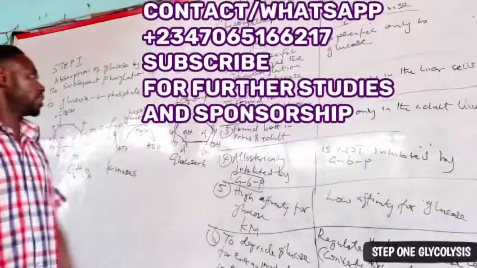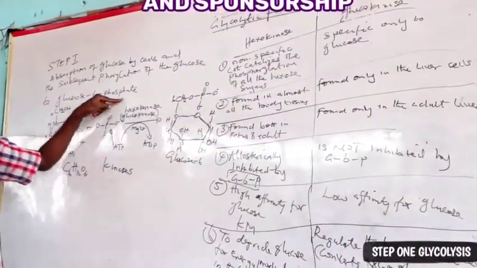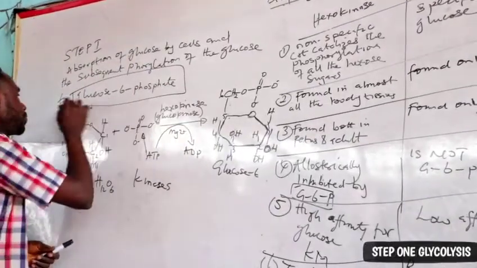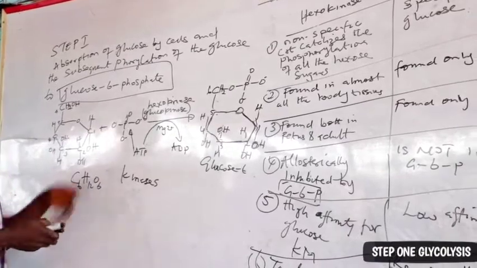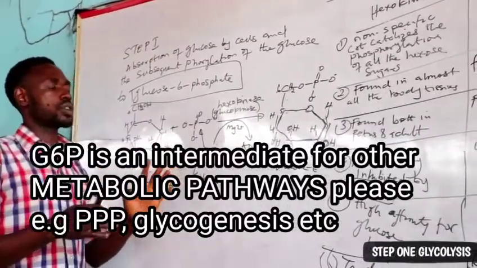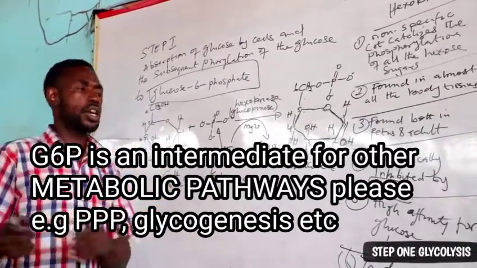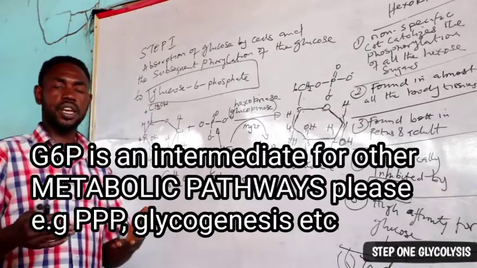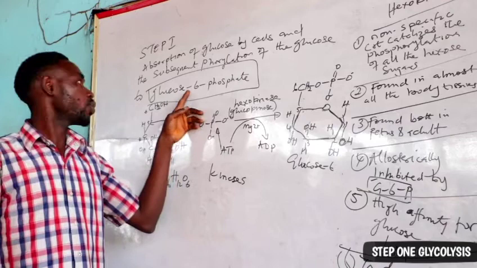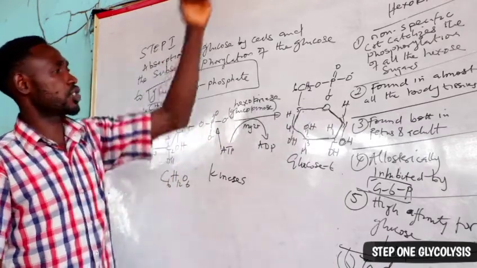Then, at this stage, another fact we should know is that this glucose phosphate, this particular product of step 1, is an intermediate for other glycolytic pathway. We can see this also when glucose is going to be converted to glycogen. That's what we call glycogenesis. Even during gluconeogenesis, that's production of glucose from non-carbohydrate source, this is an intermediate.